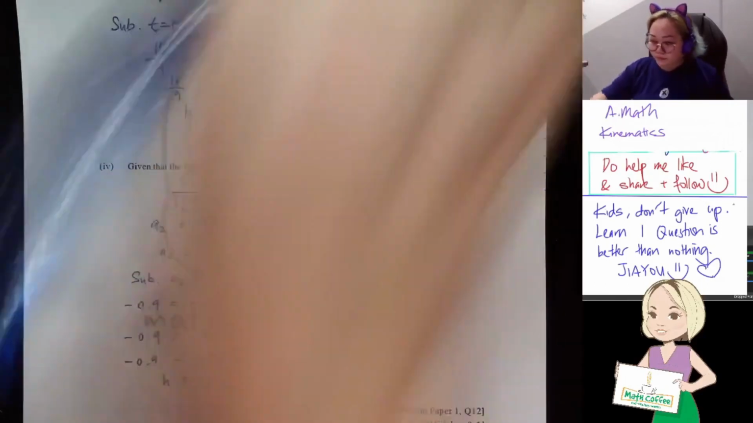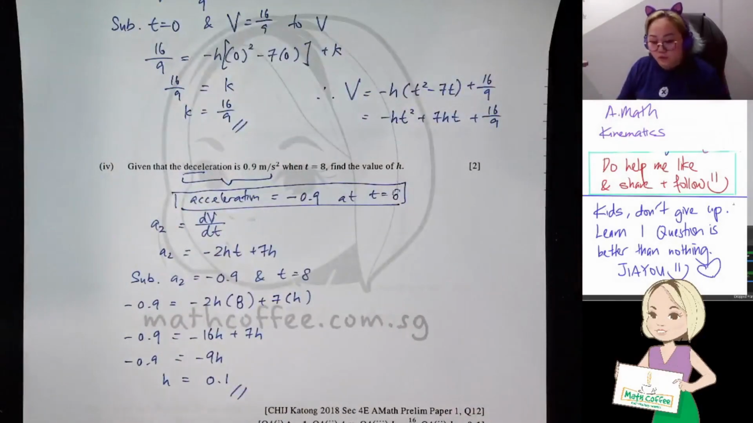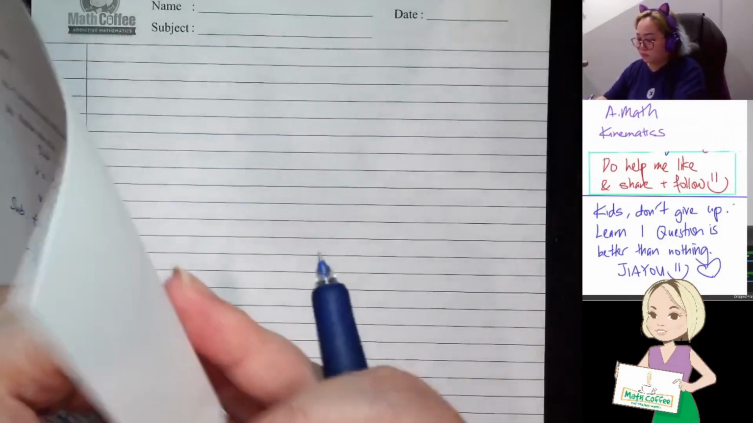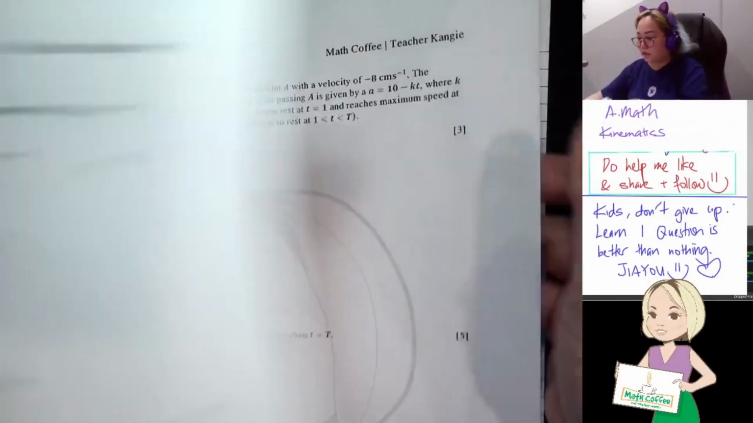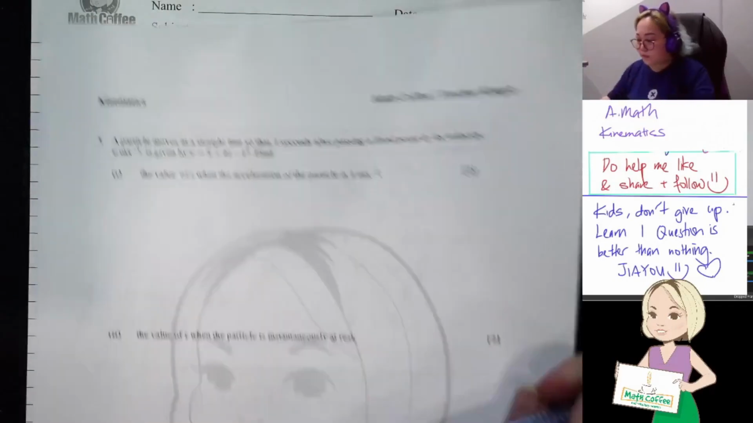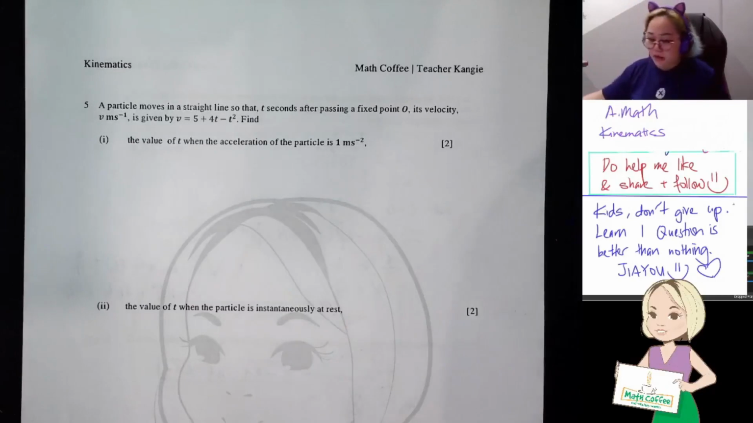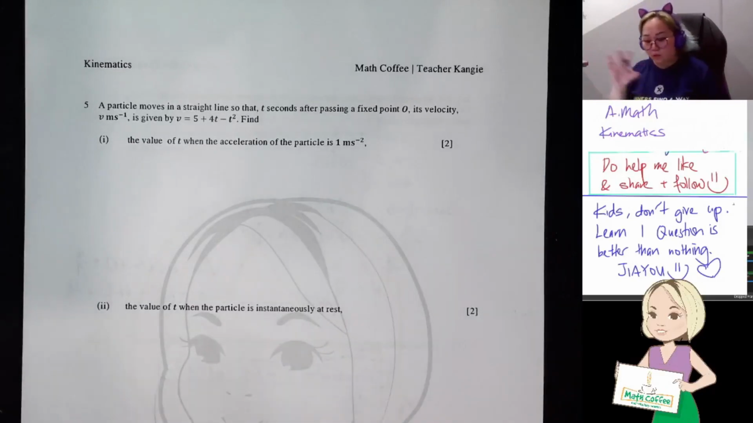Okay. Now let's move on to the next question. Question number 5. Today kinematics is a tough topic lah. So I will most likely go beyond 1 hour.